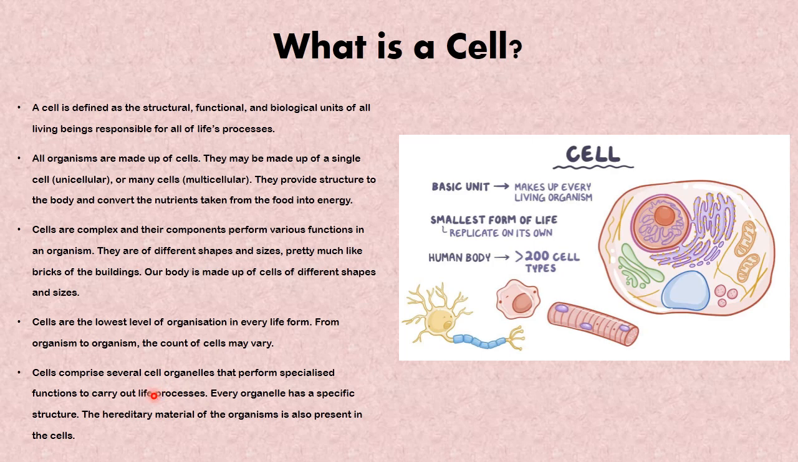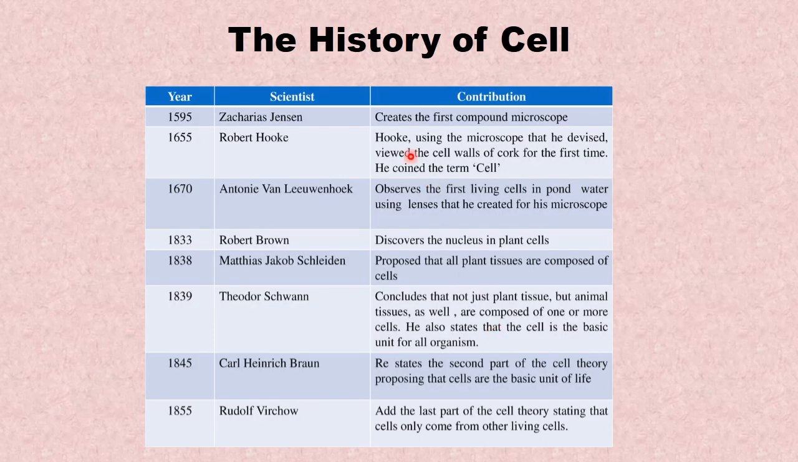Cells comprise several cell organelles that perform specialized functions to carry out life processes. Every organelle has a specific structure. In fact, the hereditary material of the organism is also present in the cell. So you can see these are examples of various cells that you have right here. Now moving along, let's look briefly at the history of the cell.